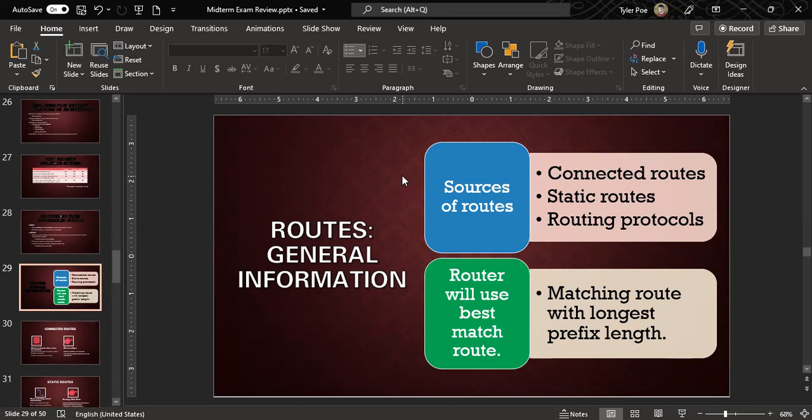So the router will use the best route. Just make sure you memorize this. It matches the route with the longest prefix.